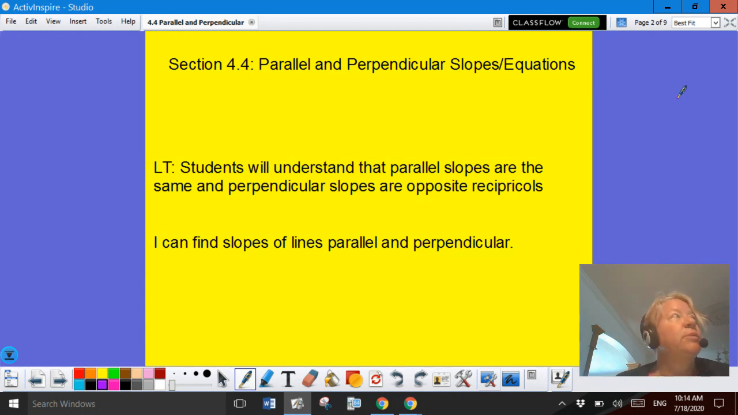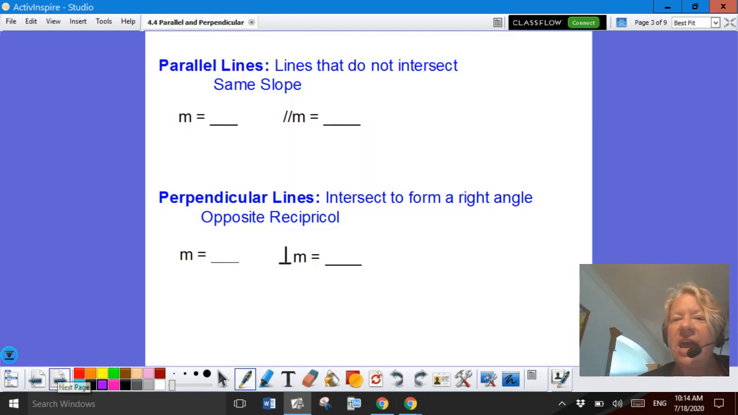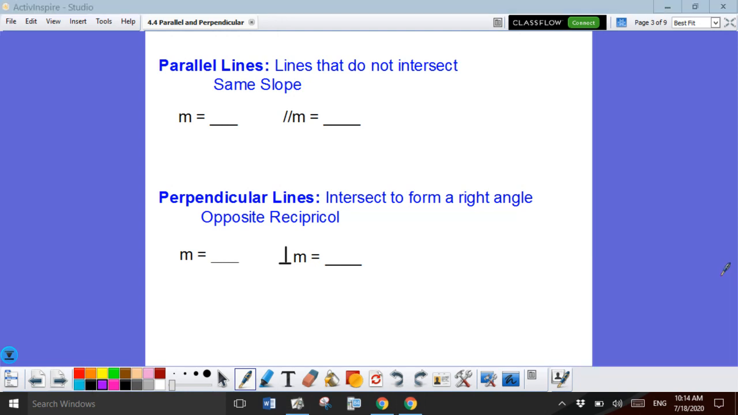And this one is going to be talking about parallel and perpendicular slopes and how do I write equations that are equations of lines that are either parallel or perpendicular to a given line. Okay, so to be able to do that, I need to recognize what happens when I have parallel and perpendicular slopes. So let's go ahead and take a look at parallel lines.